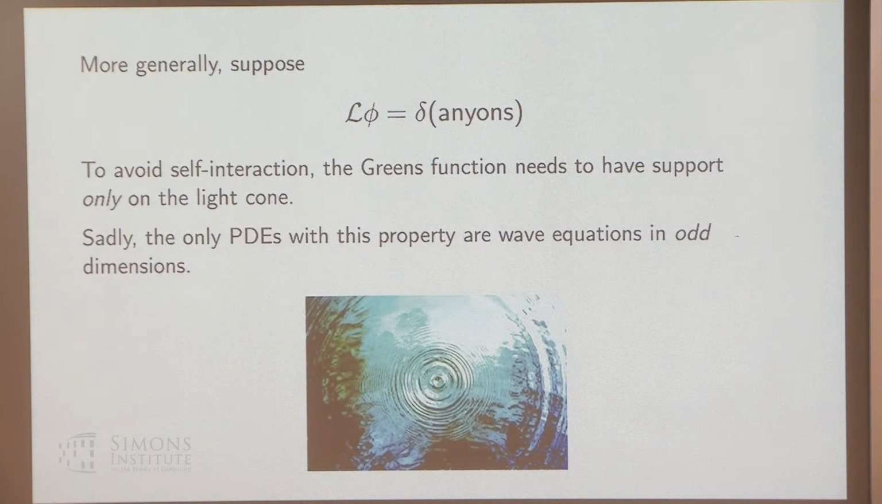Unfortunately, the only choices of differential operator here which have this property are wave equations in odd dimensions. And we're interested in 2 dimensions. In 2 dimensions, you'll be familiar with the fact that if you drop a stone in a pond, ripples remain at the location where the stone was dropped for all times. And this, in 2 dimensions, prevents wave equations like this or any other linear differential equation from working as an update rule for the anion locations.